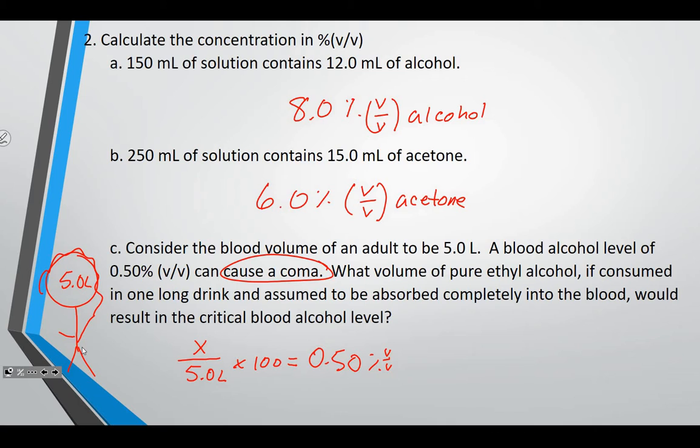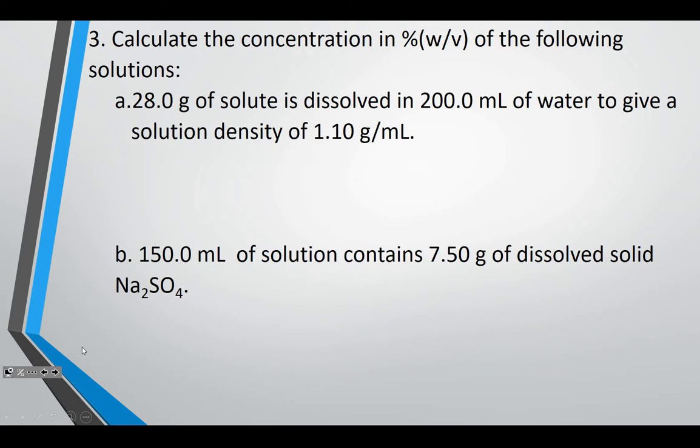What do we get for X? How much ethyl alcohol, or ethanol, do I have? 25 milliliters. Good. That's pure 100% ethanol. So usually alcohol is not given pure. It's usually a percent, most likely not over 50-50. Okay, so going forward. Now we're doing weight to volume.